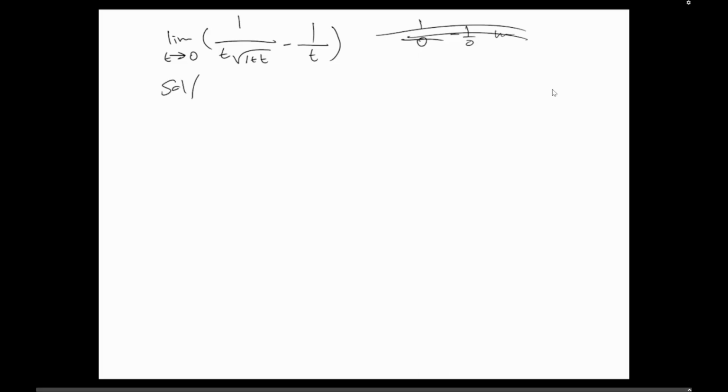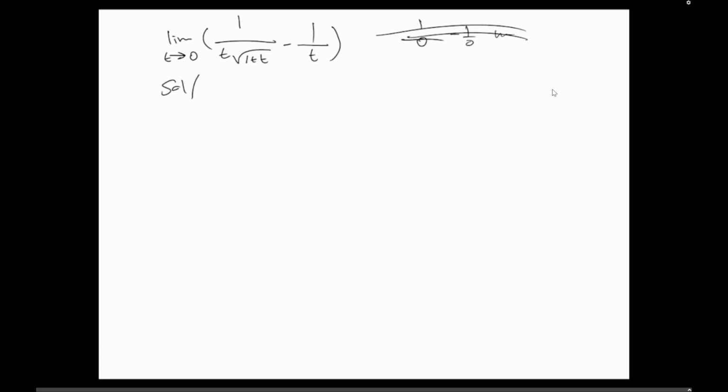In this question it says limit as t approaches 0 of 1 divided by t, multiplied by the root of 1 plus t, minus 1, and the denominator is t. As you can see, if we substitute the value immediately, we're going to get 1 to the 0 minus 1 to the 0, which is undefined, and we are not looking for that. So let's go for the solution.